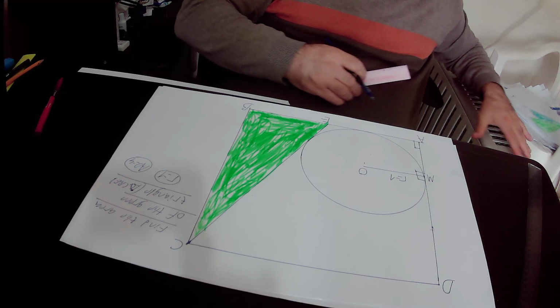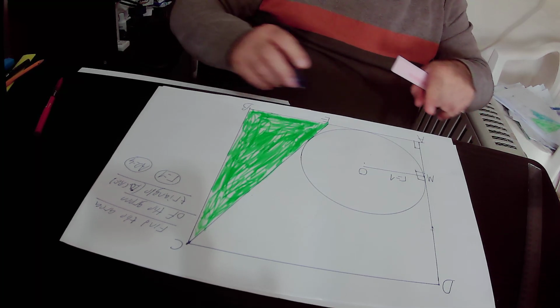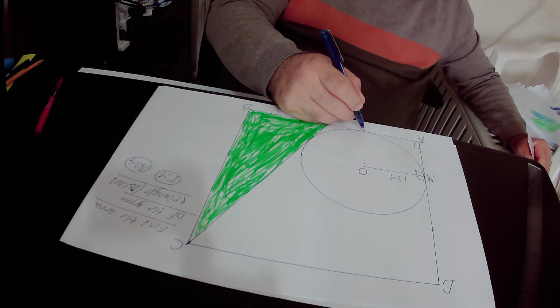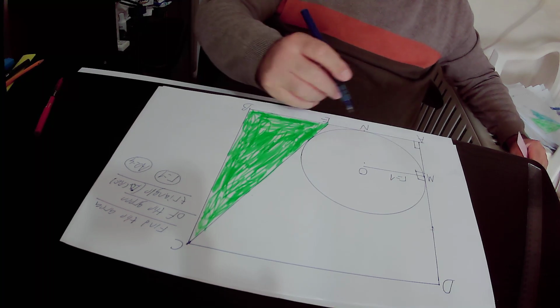We will define the point of tangency of tangent AB with this circle as point N. Then we will join together points O and N by a straight line.